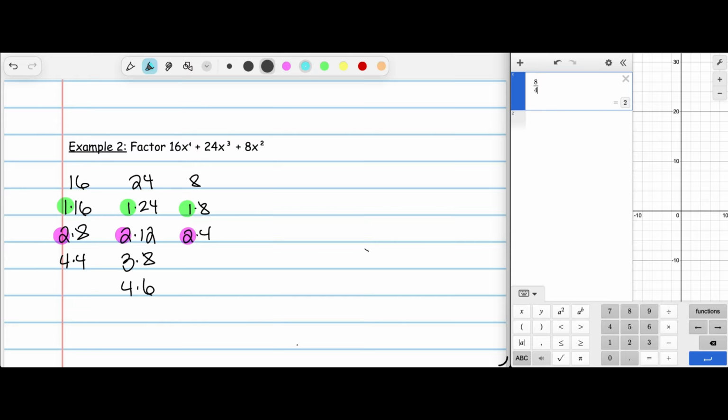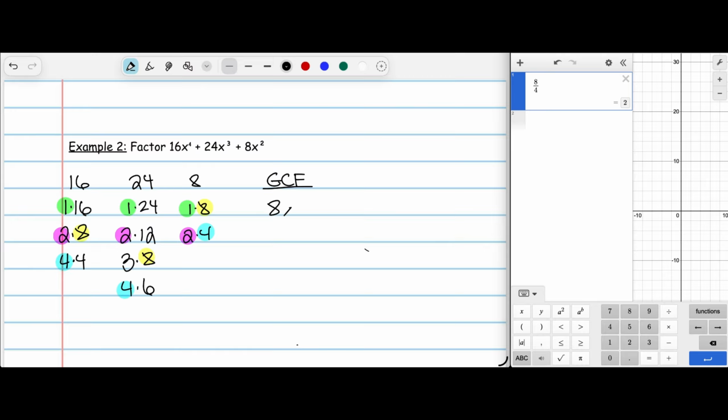We see 4 repeats in all 3. Okay, we see 8 repeats in all 3. And that's the only thing that repeats for all 3. Now, out of the ones that repeat, the greatest is 8. So that is our greatest common factor of all 3 numbers. Okay, so starting with our GCF, we have 8. Now the letters we have are just x.